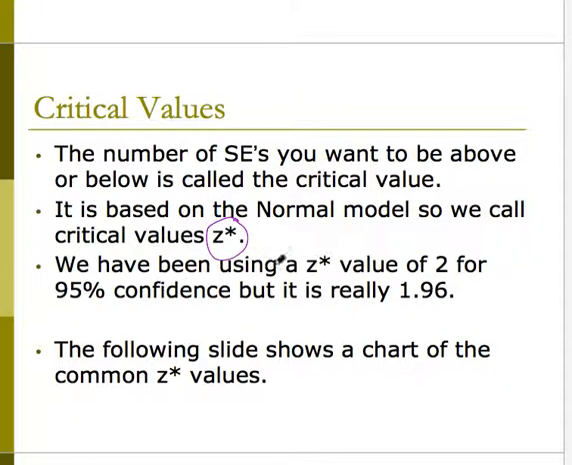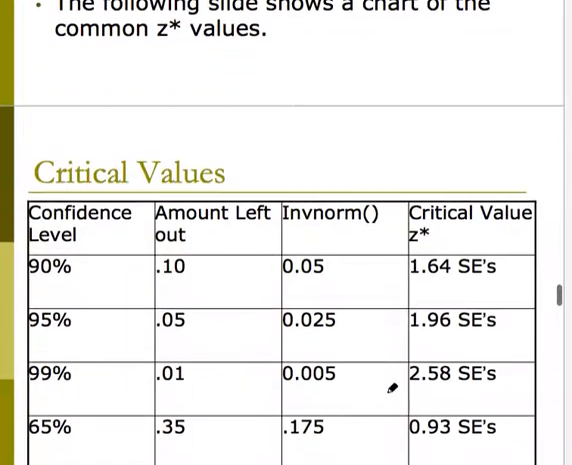We've been using a Z asterisk value of 2 for 95% because we've been saying 2 standard deviations, but in reality it's 1.96. So if we're looking at our margin of error and our standard deviation, we want to be more exact. Okay, so there's a table. You're going to want to copy this down in your notes. The following slide shows a chart of the common values.